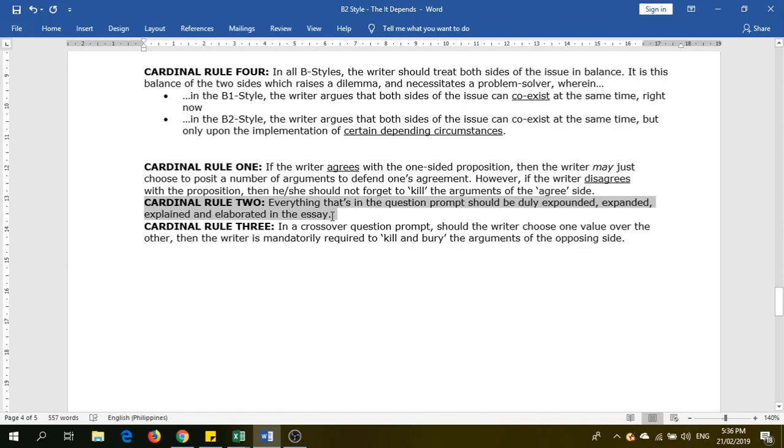Cardinal rule number 2, everything that's in the question prompt should be duly expounded, expanded, explained, and elaborated in the essay. This second cardinal rule appears to be an easy one, very easy to memorize, very easy to remember. But I tell you, a lot of students do break that cardinal rule, even with the knowledge of the said cardinal rule. Do not forget, please. It happens quite a lot. And cardinal rule number 3 states that in a crossover question prompt, should the writer choose one value over the other, then the writer is mandatorily required to kill and bury the arguments of the opposing side.